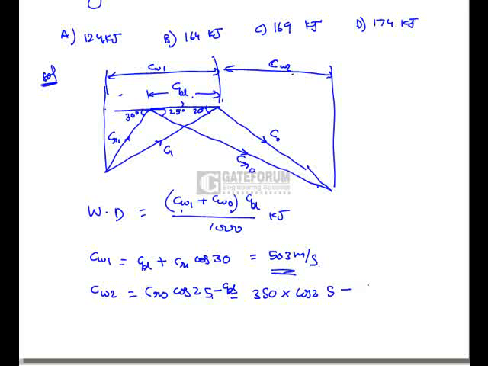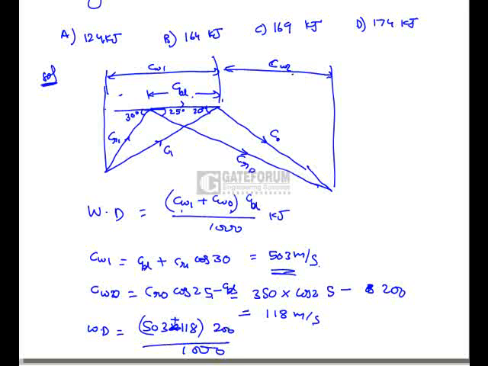So here the blade velocity is 200. So which gives a value of 118 meter per second, that is CW0 or CW2, whatever it may be. So here 118. Now the work done is equal, sorry, here 503 plus 118 into blade velocity is 200 by 1000, so which gives a value of nearly equal to 124 kilojoules. So in the option, the right option is A. A is the right answer.